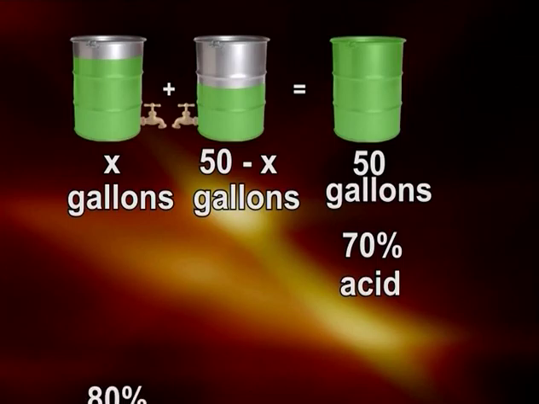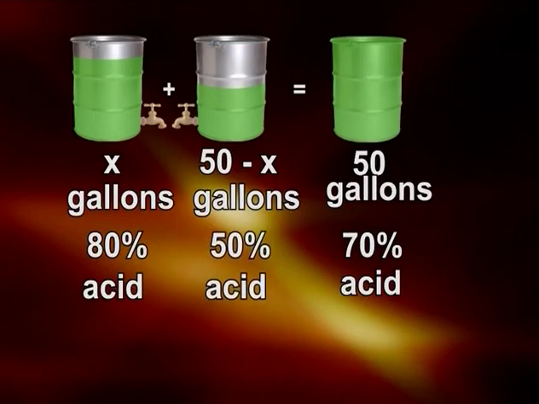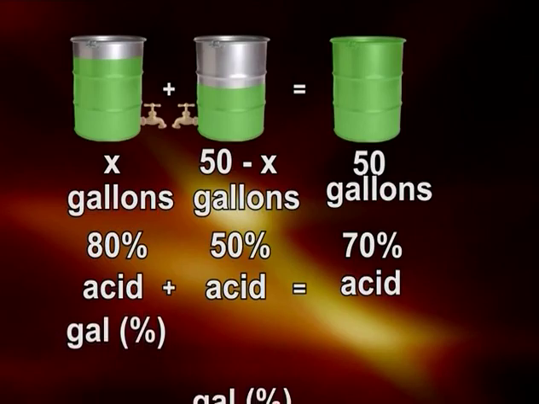Now our second equation is based upon the intensity of acid involved. And actually it's based upon the amount of pure acid in the first container plus the amount of pure acid in the second container is equal to the amount of pure acid in the mixture. Now the amount of pure acid in each container is found by multiplying some number of gallons times the percent of acid. So it's gallons times percent plus gallons times percent is equal to total gallons times resulting percent.